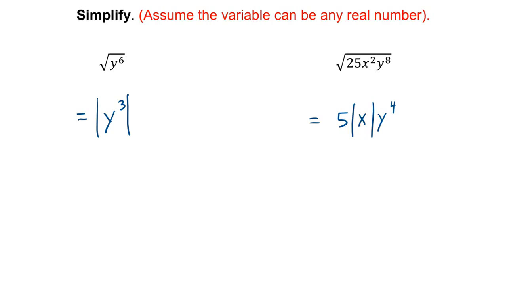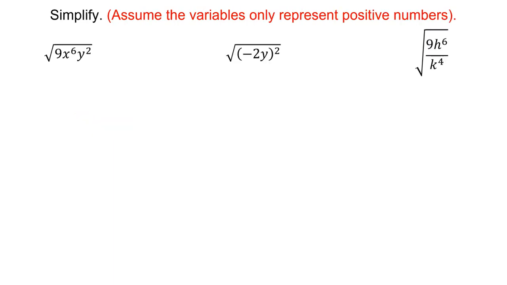y to the 4th, that's an even exponent. So no matter if y is positive or negative, y to the 4th is guaranteed to be positive. So I don't need absolute value bars around y to the 4th because y to the 4th is guaranteed to be positive. So in this example, I only need absolute value bars around my x variable. Let's do a few more examples.